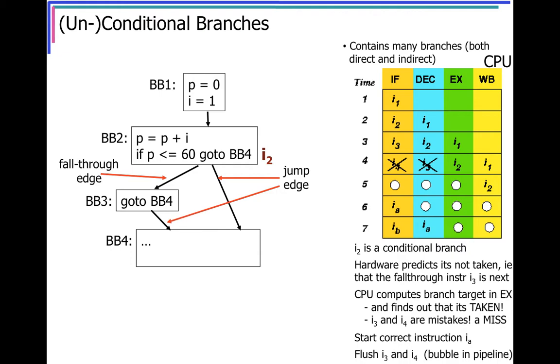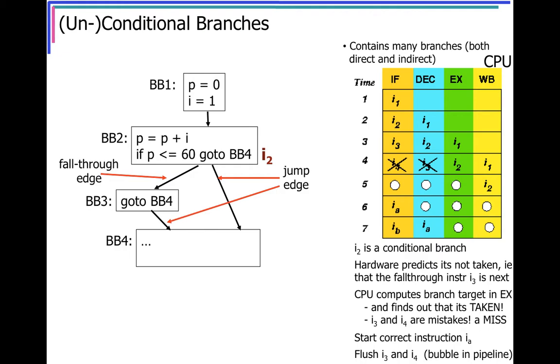At time 1, an instruction is fetched and brought into the processor, and at time 2, instruction number 1 is going to move to the decode phase. At the same time, instruction number 2 gets fetched, and this is our branch. Now notice we don't know the target of the branch, what the next instruction is, at this point. If we're talking about the last instruction in BB2 on the left, it could be that we take the fall through edge to BB3, or it could be that we take the jump edge to BB4. We don't know what instruction is next.